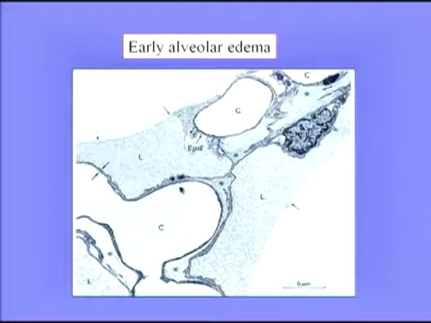Alveolar edema, of course, is quite different. Here's an example of early alveolar edema, an electron micrograph, and you can see the capillaries and some edema fluid around them. The capillaries, incidentally, don't contain red cells because this preparation was made by fixing the lung by infusing fixative through it.